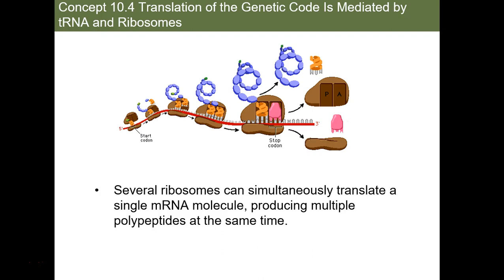The example of translation that we looked at showed only one ribosome translating a messenger RNA molecule. In reality, several ribosomes can translate a single mRNA molecule. This is one way that cells can produce a protein more quickly.